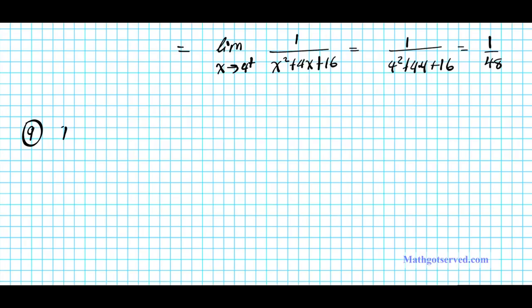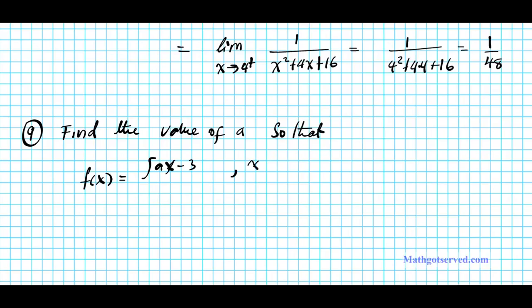All right, let's take a look at question number 9. We're to find the value of a so that the function f of x equals ax minus 3 when x is less than or equal to negative 2, or 3x minus 3 if x is greater than negative 2, is continuous.